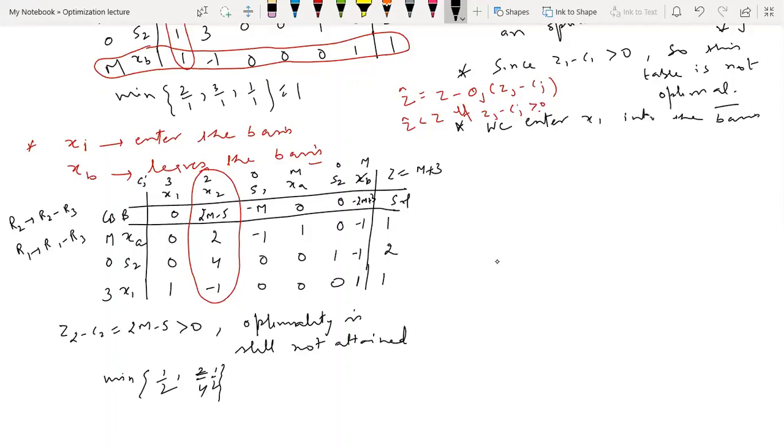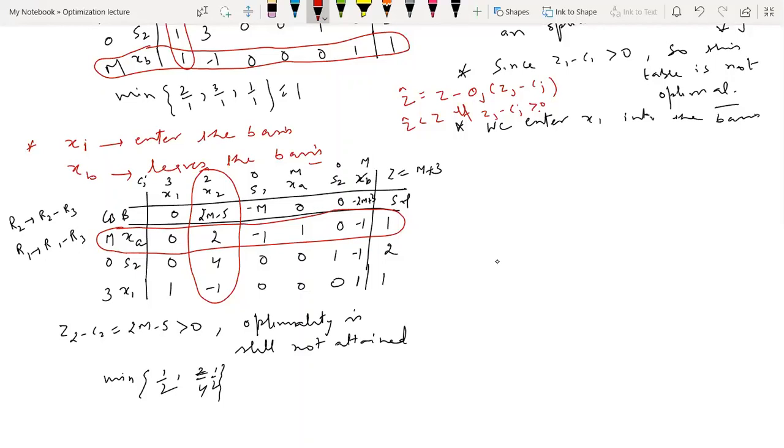So that means the minimum ratio is the same at both places. So I can enter anyone you desire. Either S2 leaves or XA leaves. But I want my XA to leave. Why should I want my S2 to leave? So in this case, I will make my choice that XA should leave. Otherwise, in the next stage, you will have an option to leave XA. But okay, we have a choice. We will throw XA from the basis at this moment.